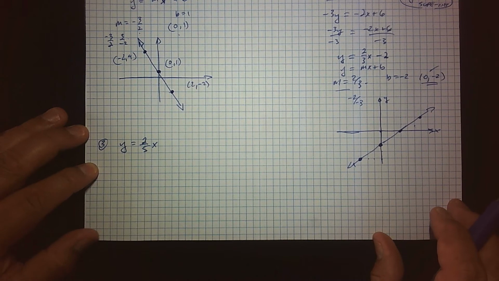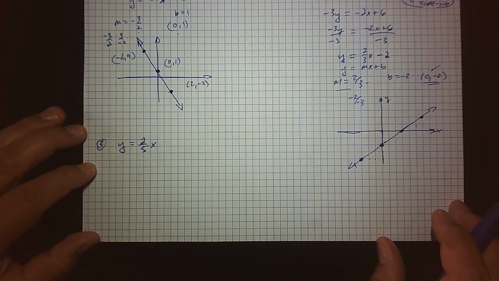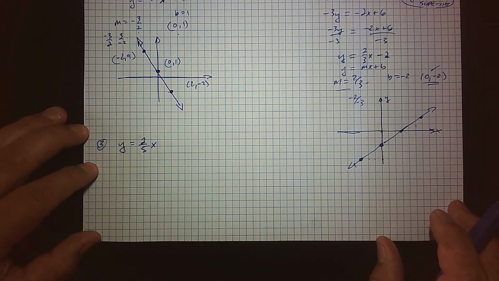Last example. Sorry, you got my grandson talking in the background. He's helping Tata out.